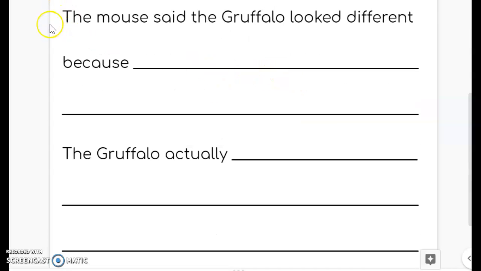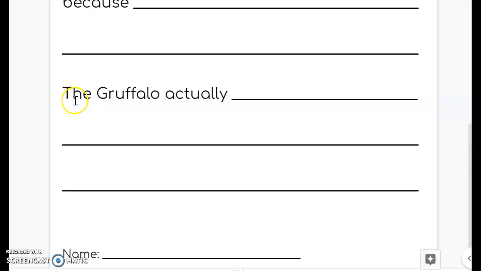So down here, your first sentence starts like this. The mouse said the Gruffalo looked different because... And you're going to finish that sentence by telling me why the mouse said the Gruffalo looked different in the book. Then the second sentence starts like this.